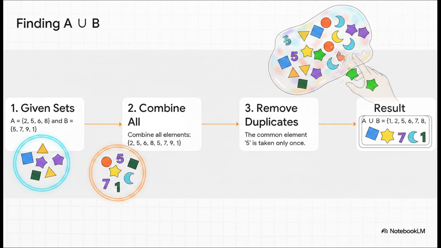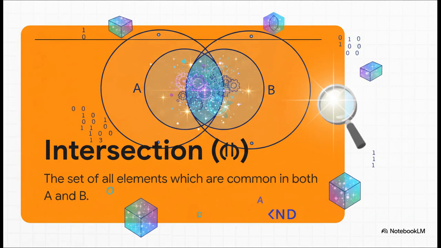But then, and this is the most important part, you've got to remember that rule about sets having no repeats. So you look for any duplicates. In this case, the number 5 is in both sets, so we just get rid of one of them. What's left is your union. Easy peasy. Okay, next up, intersection.